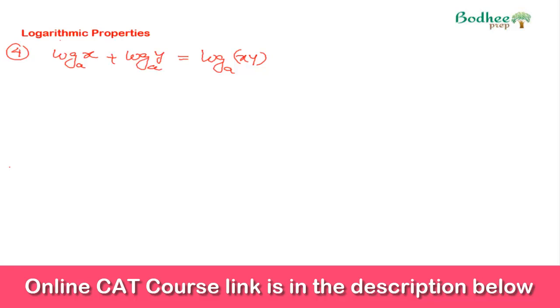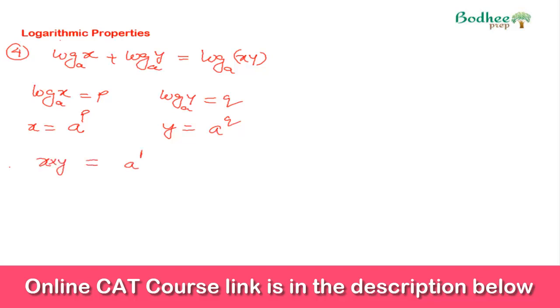So let us prove this also. Let me assume that log of x with base a is equal to p, and log of y with base a is equal to q. Now again we can rewrite that the value of x, that is the argument, will be the base to the power p, and here the argument y would be equal to a to the power q. Right? Now let me take the product of both. So x into y will be a to the power p into a to the power q. So as per laws of indices, we can write the product x into y as equal to a to the power p plus q.